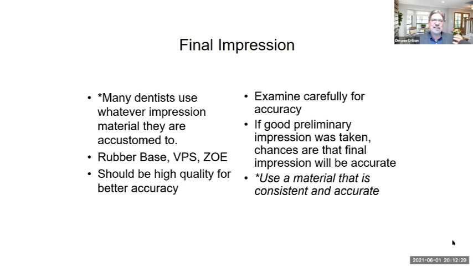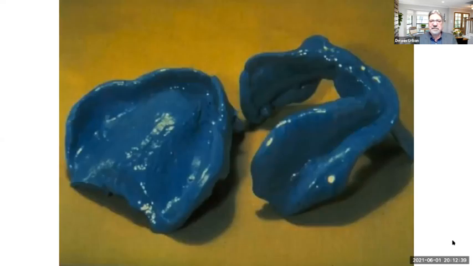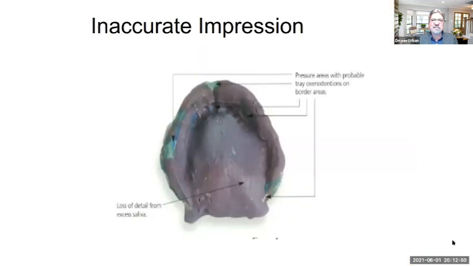Just look at a good impression material that's accurate and consistent, and make sure that it's high quality for better accuracy. This is a nice impression here. We captured all the anatomical landmarks, the periphery, the hamular notch areas, post-dam areas, retromolar pads, and it looks like a nice impression. But what about this impression here?